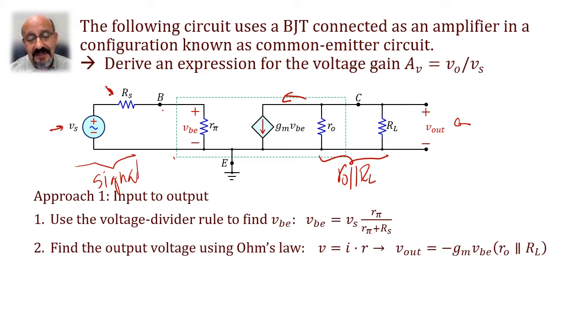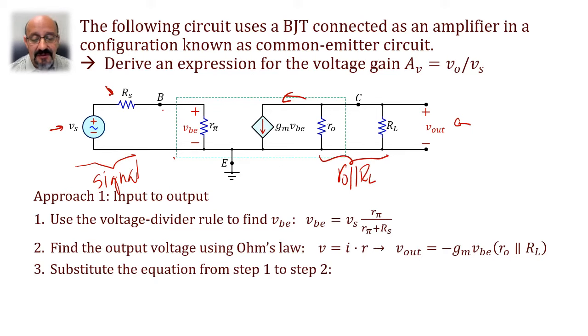Last step, substitute the equation from step 1 into the equation from step 2, and express our output voltage as the input voltage times the transconductance times the output resistance, and that gives us an expression for our output voltage.